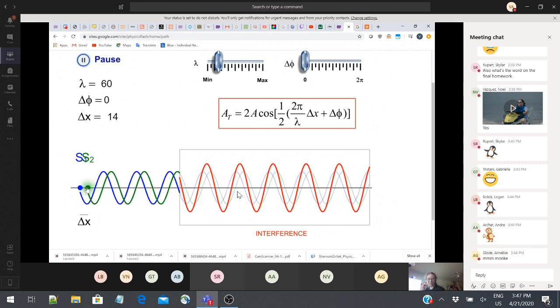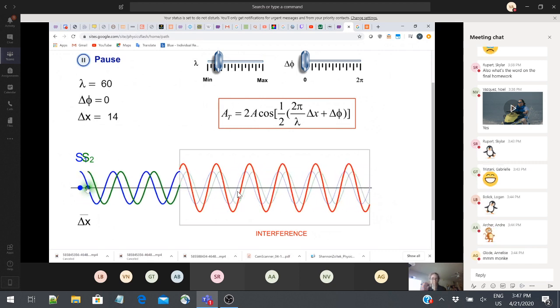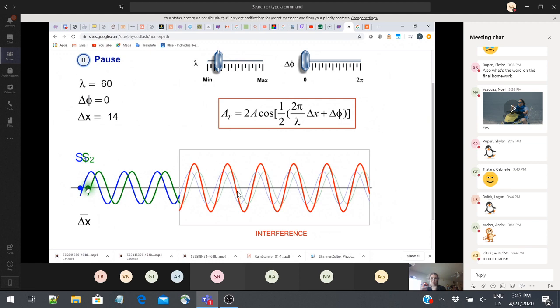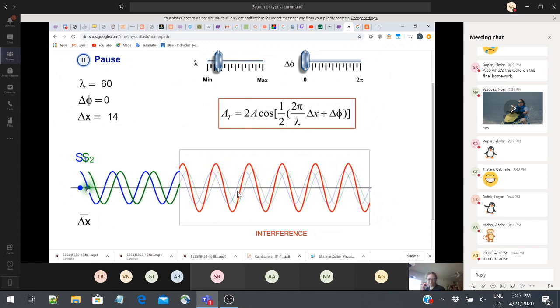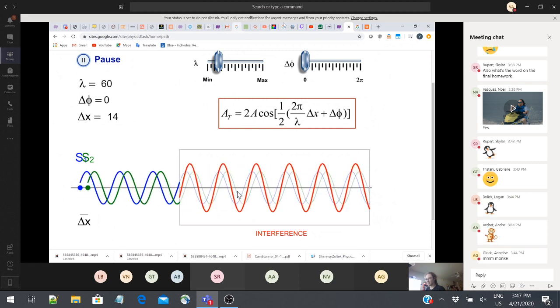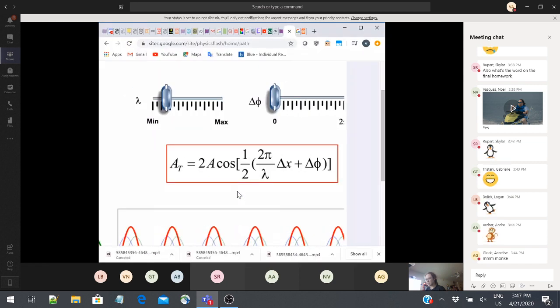How far apart, this is a question for you, how far apart should I put them to get no sound? What are your thoughts? Oh, let me make this a little smaller so I can see my Twitch.